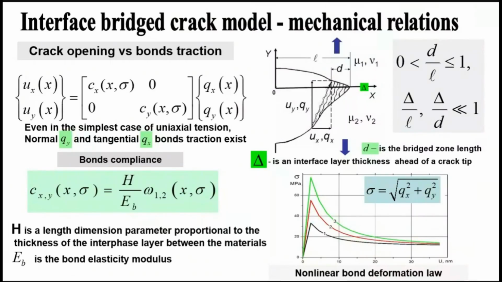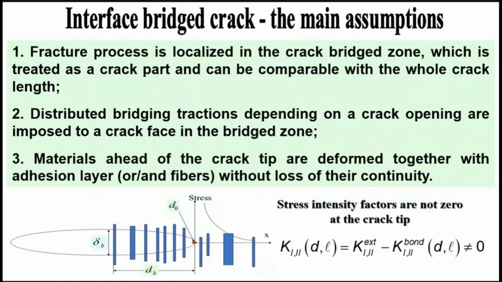Here we show the main mechanical relations for the bridged crack model. The relation between bond traction and crack opening in the crack bridged zone we can write in the following matrix form. Here, q and u are components of the traction vector and crack opening in the local coordinate system, and C is the effective compliance of bonds in normal and shear directions. It depends on the distance to the crack tip. Sigma is the traction vector modulus at the current point of the bridged zone.